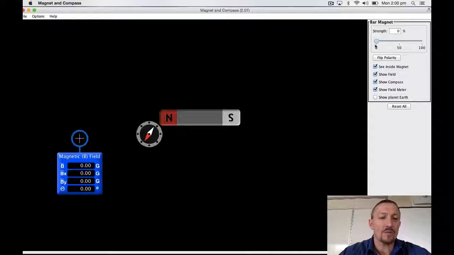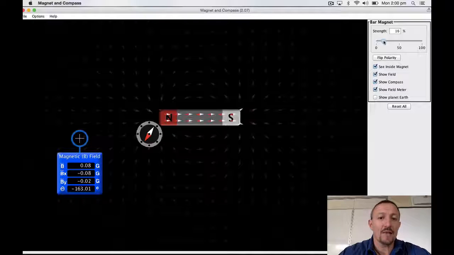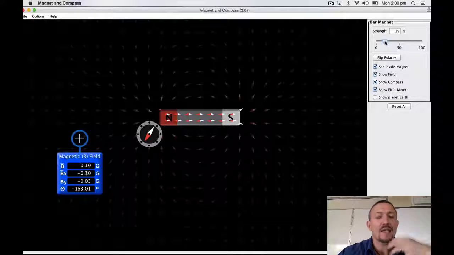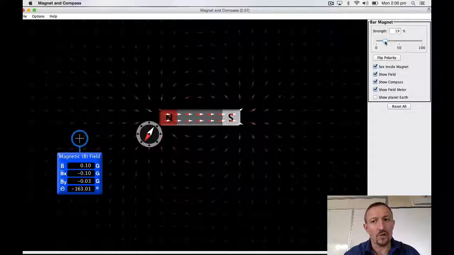Okay, so now it's not a magnet. If I wanted to look inside the magnet, it's not going to show anything there, but basically we would see that the electrons are not aligned.